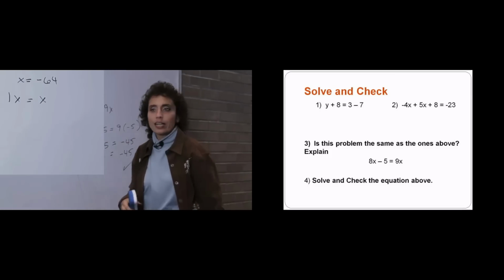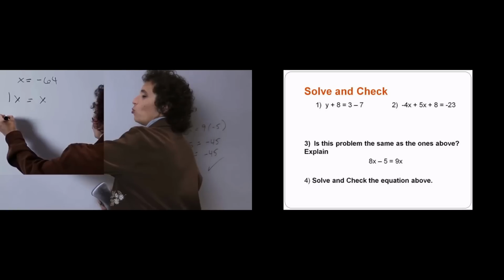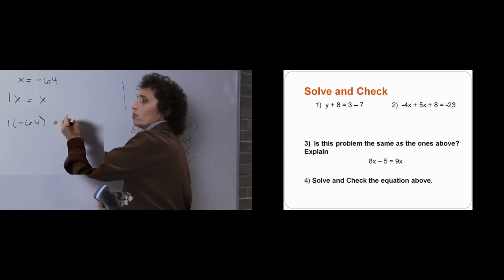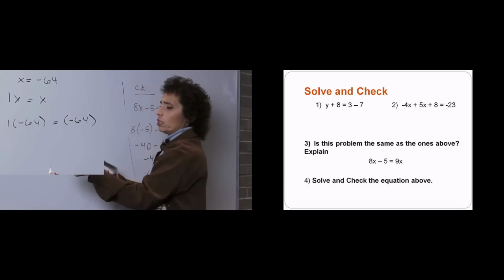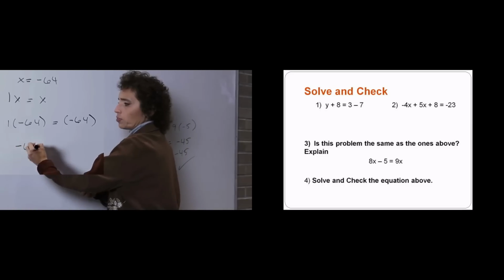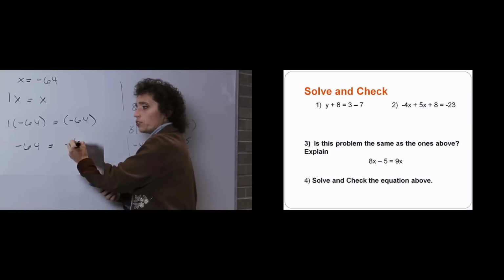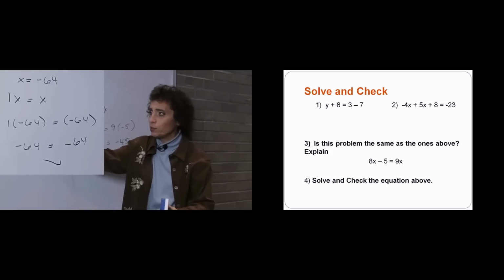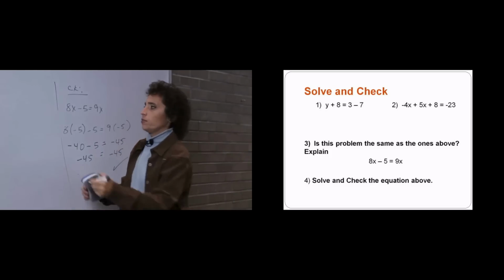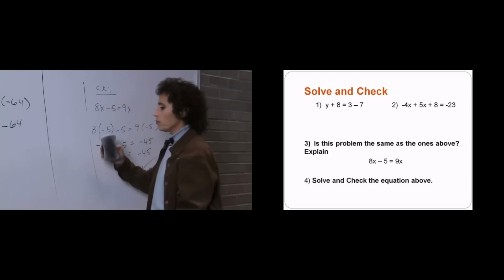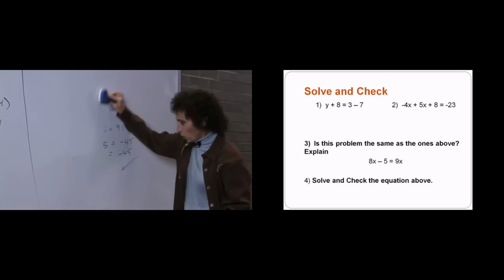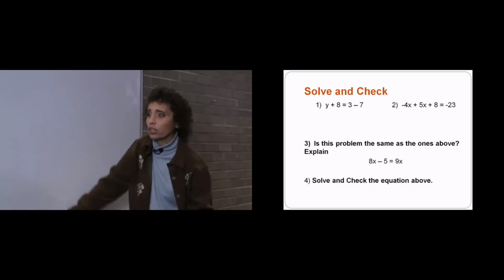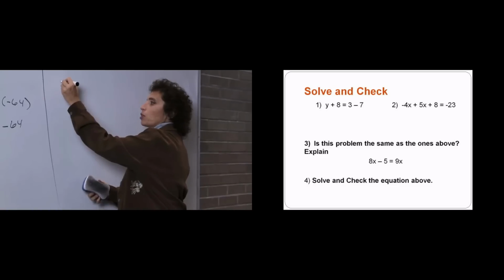Okay, so let's do it. x is negative 64. So 1 times negative 64 equals negative 64. That's going to check because it makes sense that it checks. 1 times anything is the anything. So you have to not just believe when I say these things. You have to know why they work. Don't just believe me. I'm from Brooklyn.